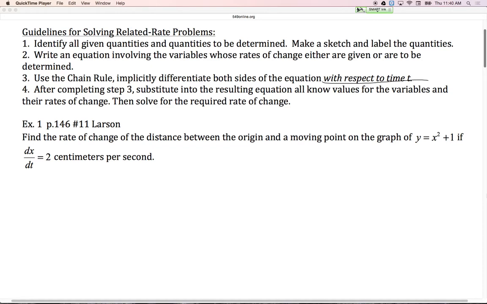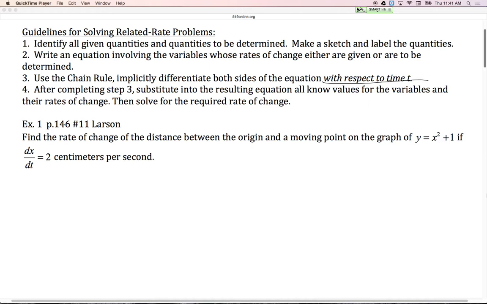So let's think about the context of the problem. What I picked up on there is that there is a point on a graph and it's moving, and the distance between that point and the origin is changing. So let's just draw a picture here, and then we'll start writing down the quantities that are given and the quantities to be determined.